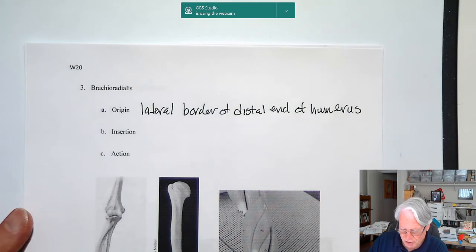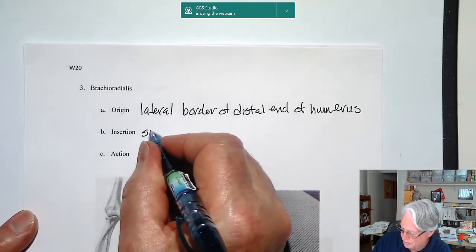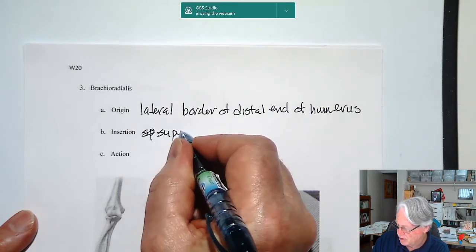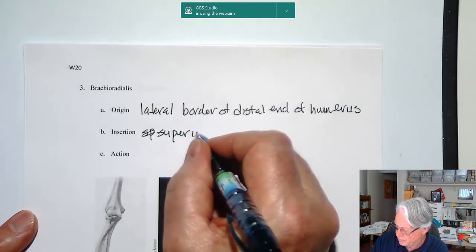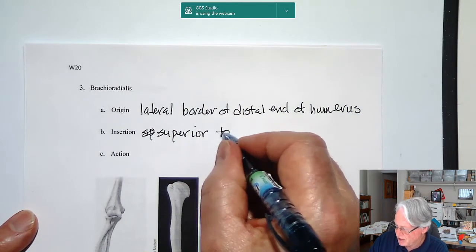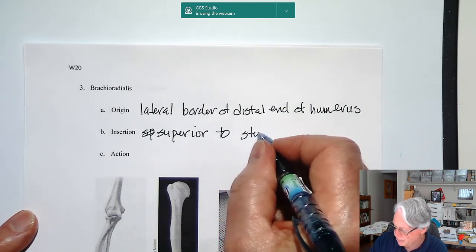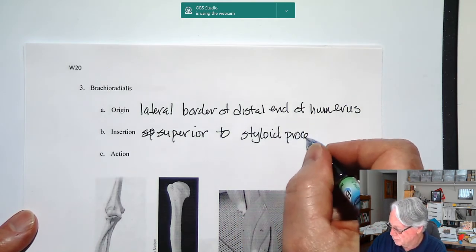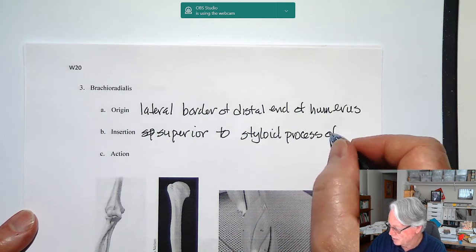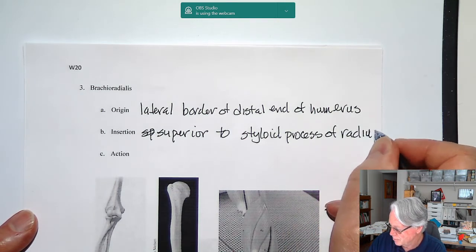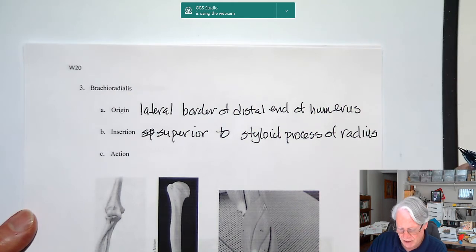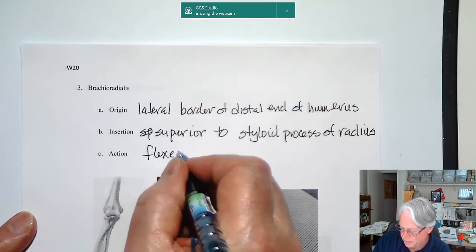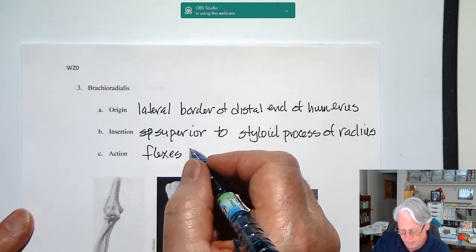The insertion is going to be superior, whoops, spell that right, superior to styloid process of radius. And the action is, believe it or not, flexes the forearm.